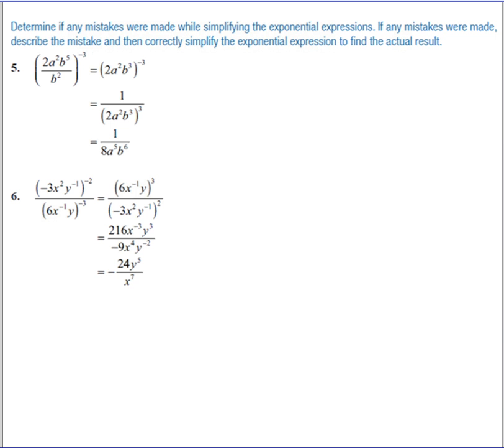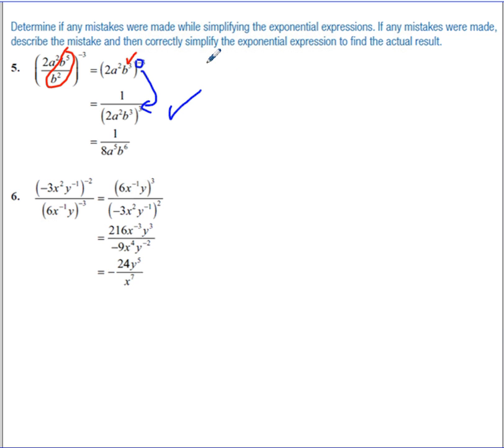So the first thing you want to do is simplify inside the parentheses if at all possible. Notice we have b on the top and on the bottom, which when we're dividing, we subtract exponents. So 5 minus 2 is 3. They did that correctly, so we're good there. And so we have 2a squared b cubed all to the negative 3rd power. The next thing they did is they used the -3 in our exponent by flipping it and turning it into a +3. So that's good.